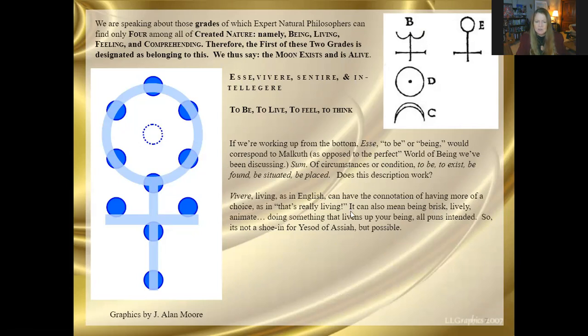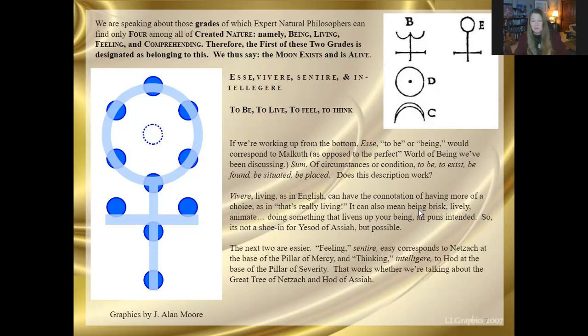How about the next one? To live. Well, vivere, just like living in English, can have a multiplicity of meanings, of course. And one of them is to have a little bit more of a choice, like that's really living, or you do something that really lights a fire under yourself. It can mean brisk, more animated than usual. It livens up your being, all puns intended. So this isn't really a shoo-in for Yesod of Asiah, but it's workable.